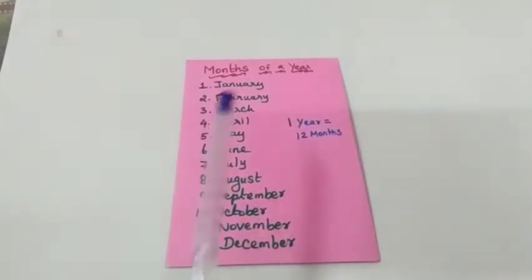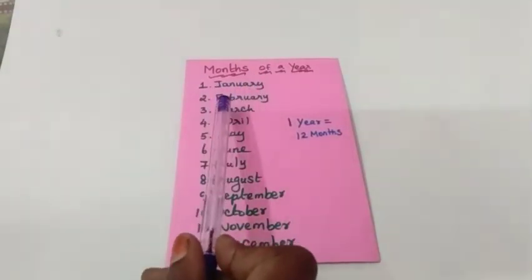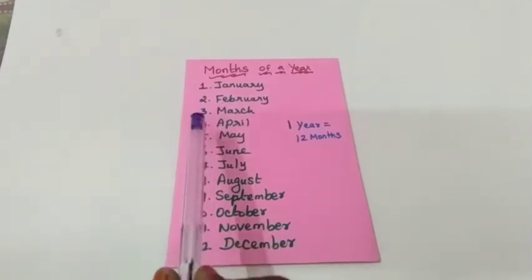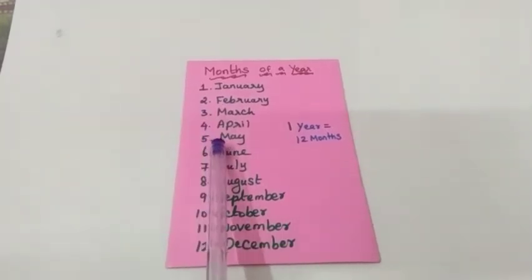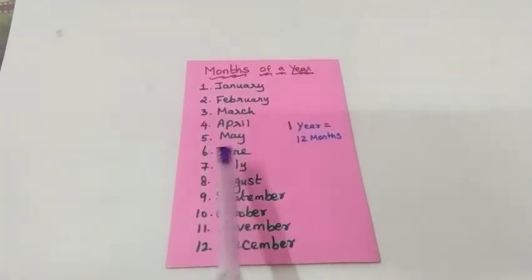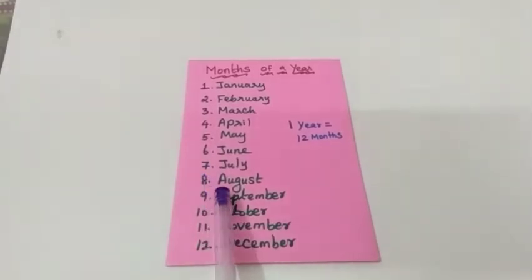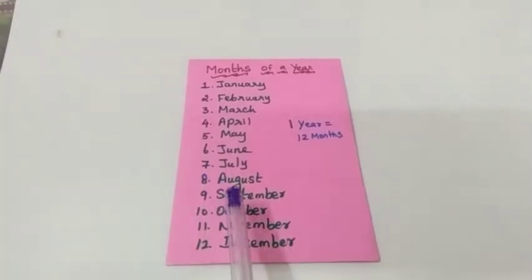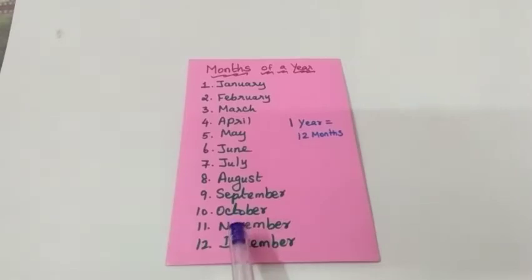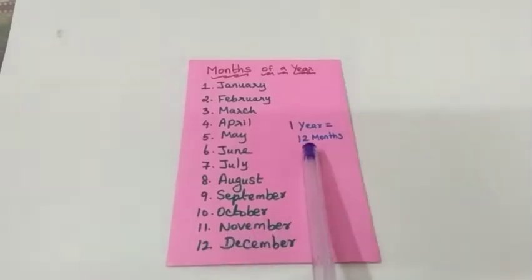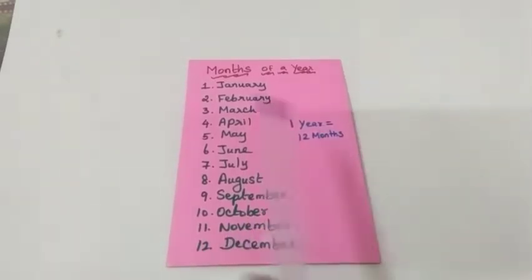Okay. So, here first month, January, second February, third March, fourth April, fifth May, 6th June, 7th July, 8th August, 9th September, 10th October, 11th November and 12th December. So, how many months are there? 12 months. So, 1 year consists of 12 months.